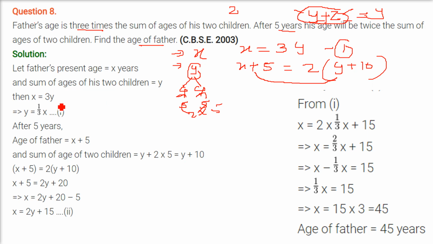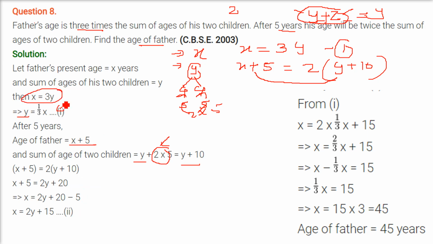So first equation is x equal to 3y, that is y will be equal to x by 3. Second is the age of father, if it is x plus 5 after 5 years, the age of 2 children will be y plus not 5 but 2 into 5 because of 2 children. So it will be y plus 10. Second equation is x plus 5 equal to 2 times y plus 10, and you just have to try and solve this, and let me solve it for you.